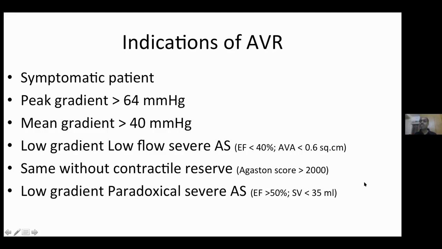The last question is, what is this low gradient paradoxical severe aortic stenosis? A small proportion of patients with aortic stenosis will have progressive concentric left ventricular hypertrophy. The left ventricle does not dilate at all, and it keeps encroaching into the lumen due to progressive left ventricular hypertrophy, so that the left ventricular end diastolic volume becomes smaller and smaller, and this restricts the flow into the left ventricle. So the left ventricular filling becomes highly compromised.